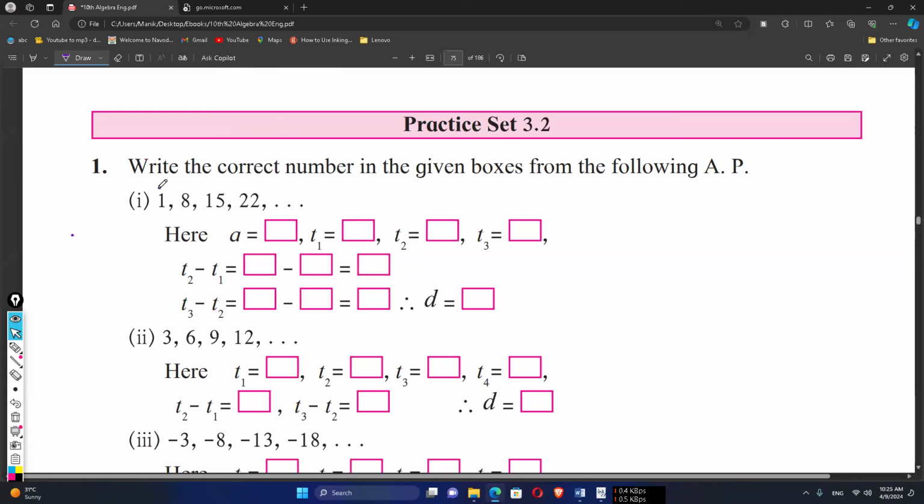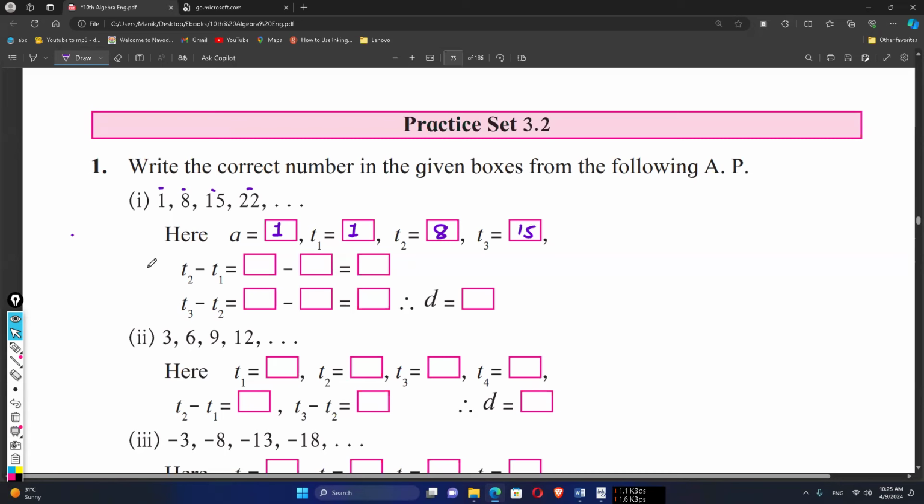The AP is 1, 8, 15, 22. Here the first term, that is a, is 1. So in this box, 1 will be filled up. And a is also equal to t1, meaning a and t1 represent the first term of the AP, so t1 is also 1. t2 means the second term, which is 8. t3 means the third term, which is 15.